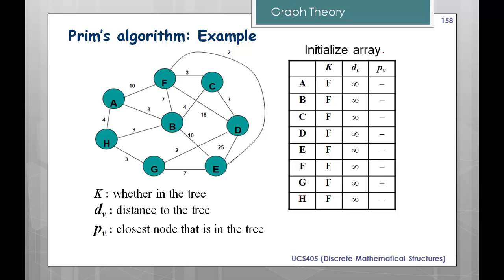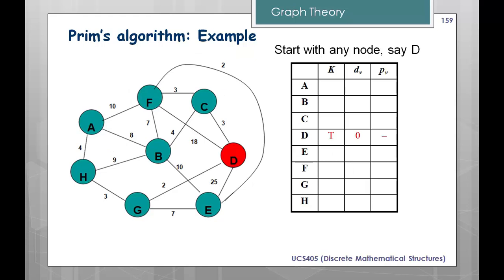See, first initialize the array. There are 3 terminologies: one is k, second is dv, third one is pv. So k means whether that particular node is in the tree, dv means distance to the tree, pv means closest node that is in the tree. In the starting, I'm assuming no node is in the tree, so I'm writing false here. The distance of each and every node is infinite, and the previous node is nil. So that's what this table is about.